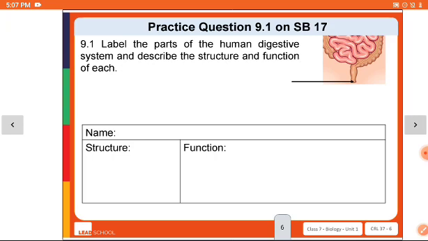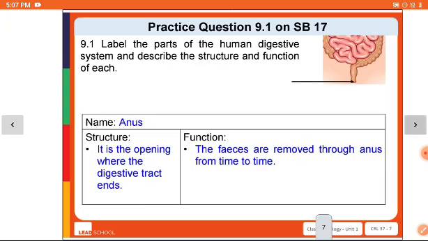After that, the name is anus, and the structure is that it is the opening where the digestive tract ends. The feces are removed through the anus from time to time.